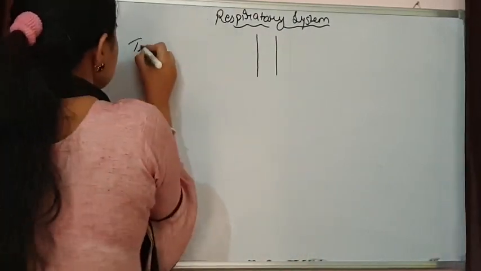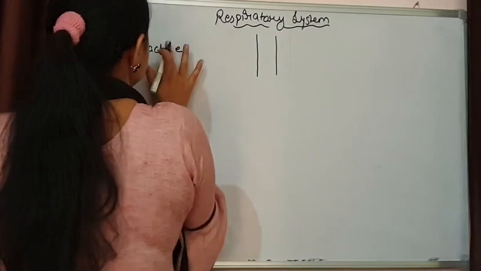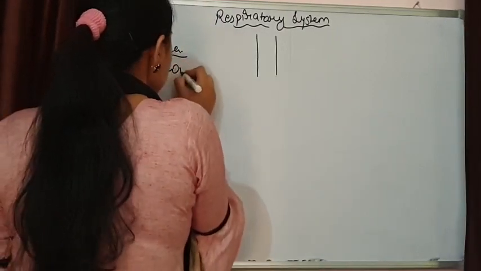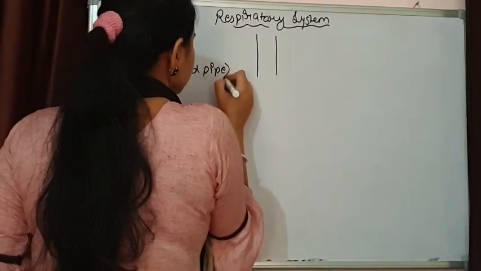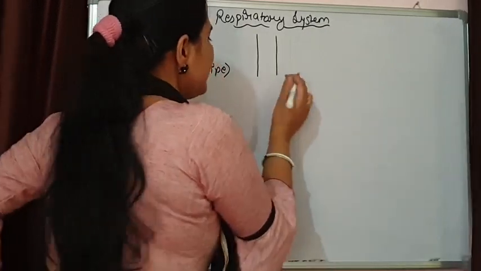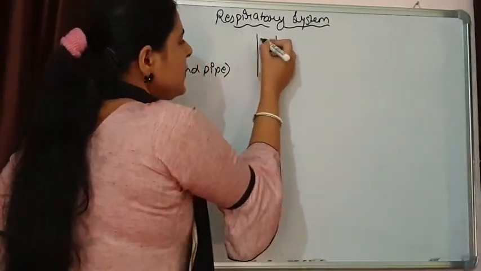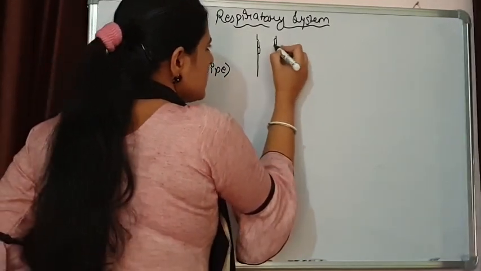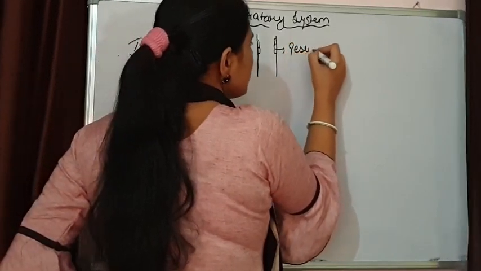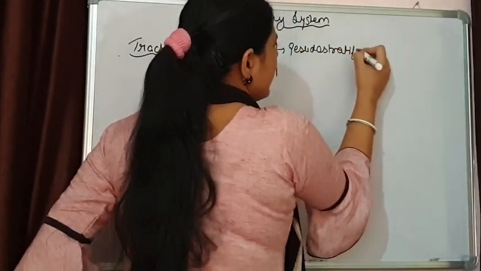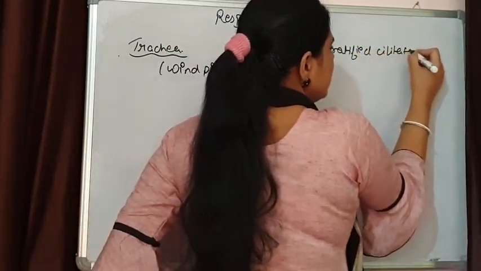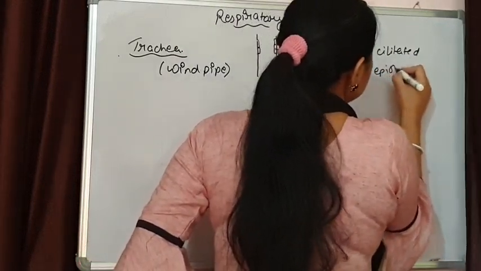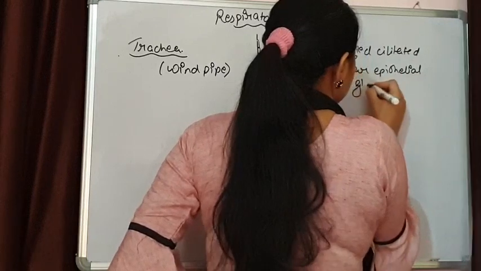So the next structure is the trachea. Trachea is commonly known as the windpipe. Now, near the walls of the trachea, cells are present, and this is how the cells are present. They are pseudostratified, ciliated, columnar, epithelial, glandular cells.